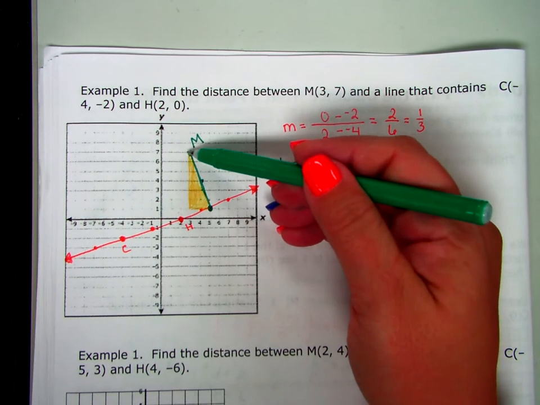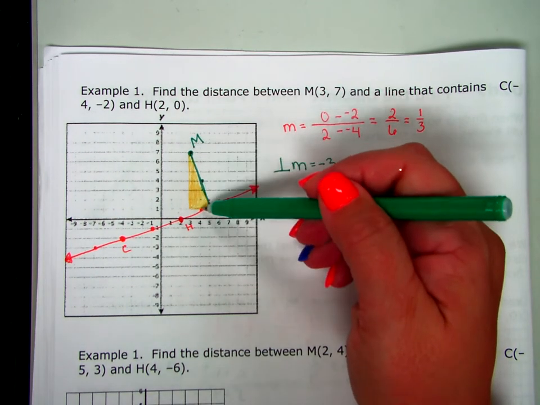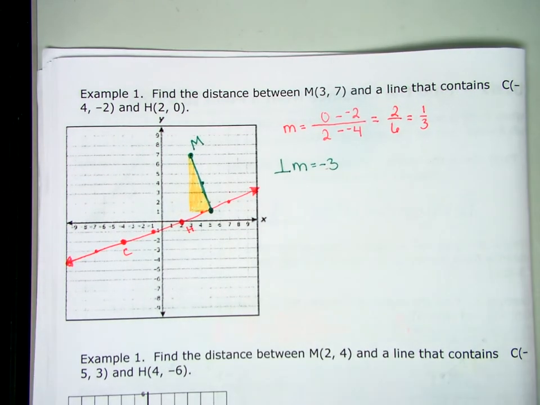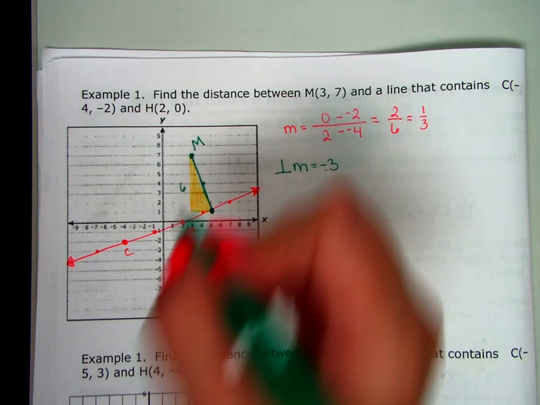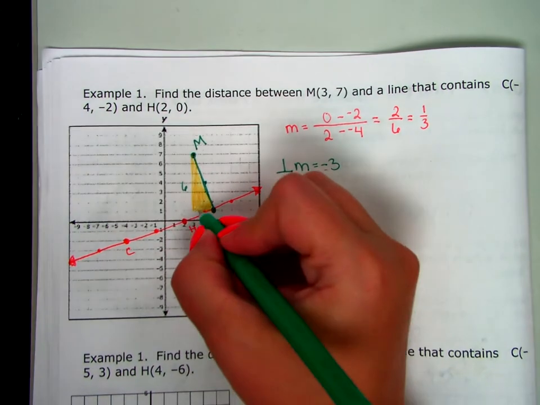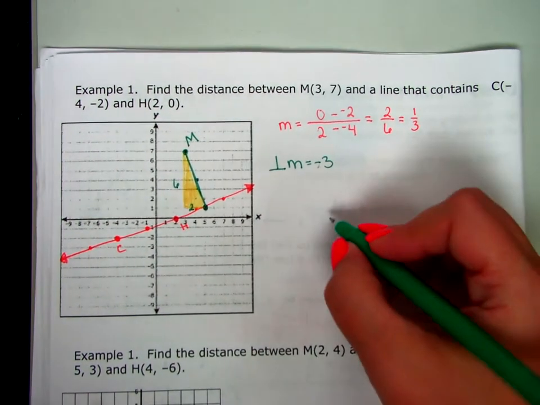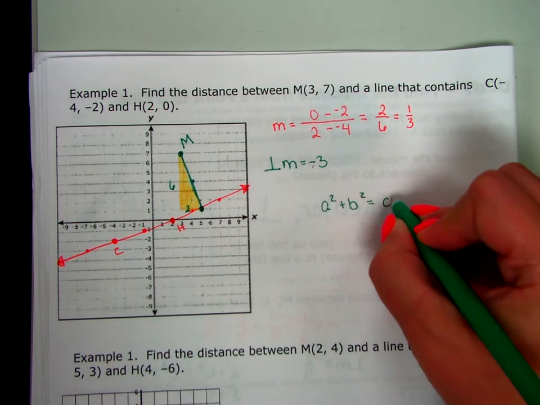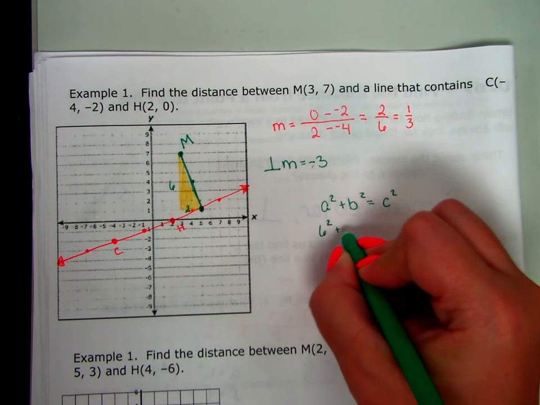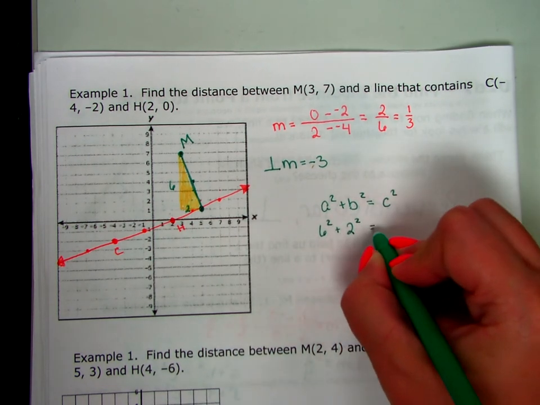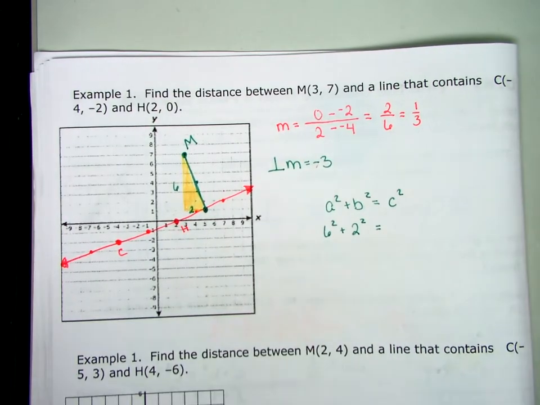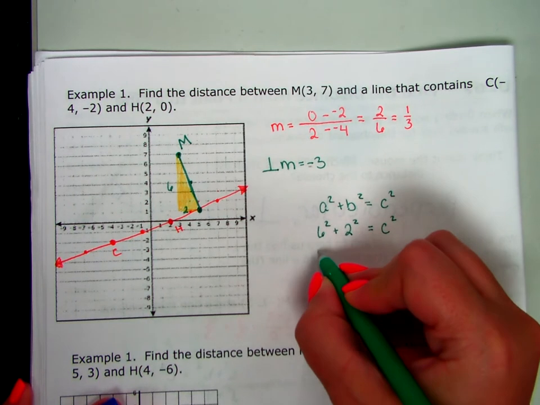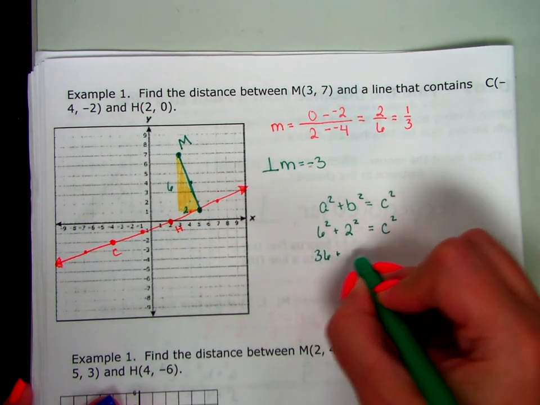How far down am I going if I went down 3 over 1, down 3 over 1? Then a total of, how far total down did I go? I went down 6, and how far over did I go? I went over 2. So my A and my B are 6 and 2. A squared plus B squared equals C squared, 6 and 2. It doesn't matter which order you put the 6 and 2. I could do 2 squared and 6 squared. I'm still going to get the same thing. 6 times 6? 36. 2 times 2? 4.